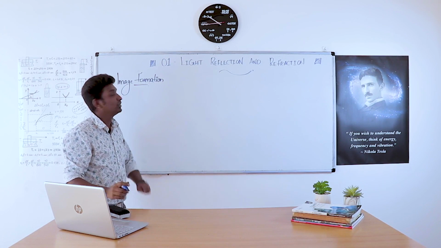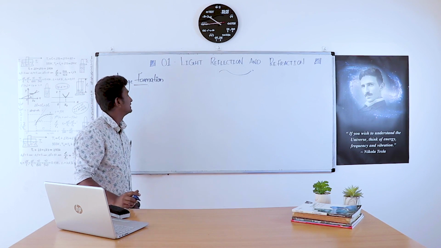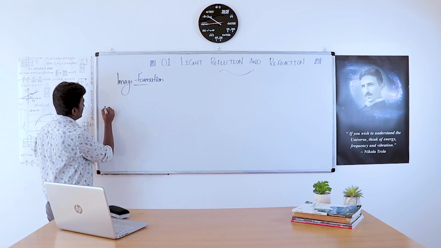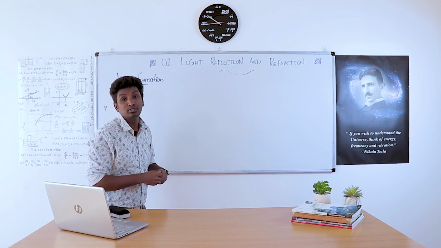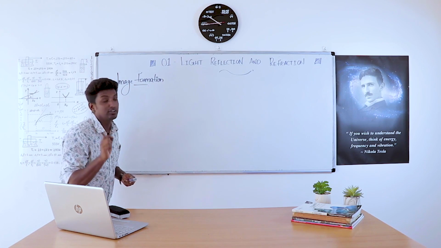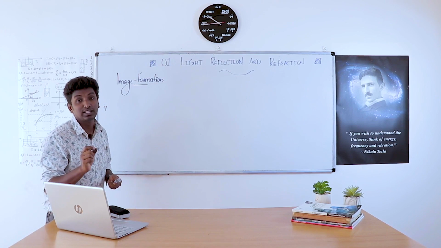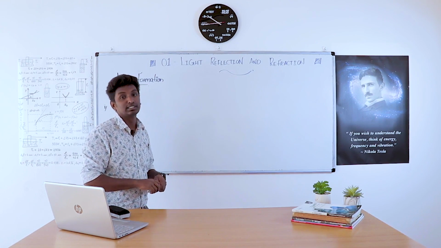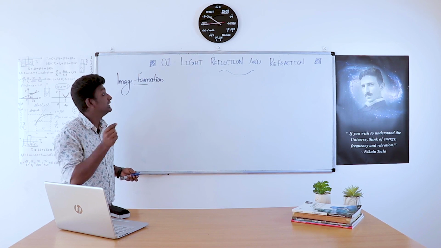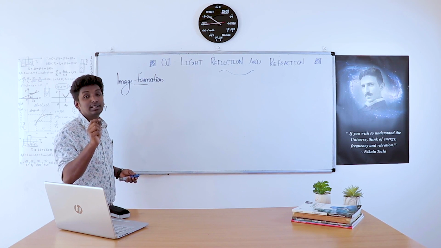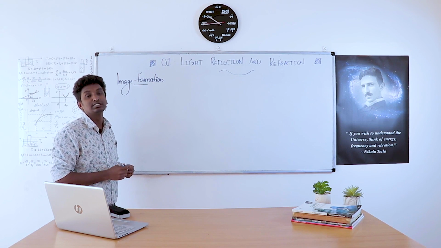Using these 3 basic laws, we can draw all the image formation figures. The first law is that when a ray of light coming parallel to the principal axis, after reflection passes through the focus. So if a ray of light is coming parallel to the principal axis, then after reflection from the mirror, it must pass through the focus.